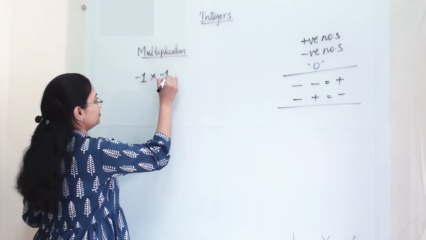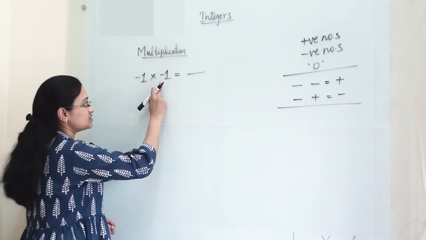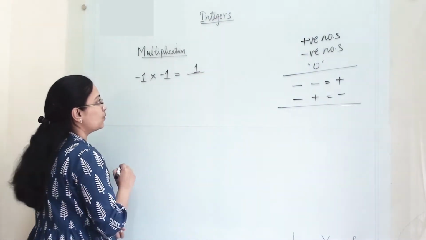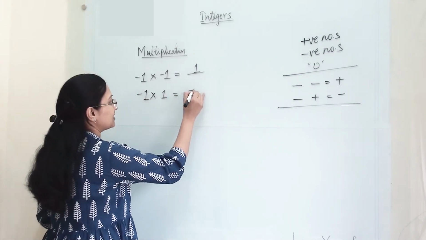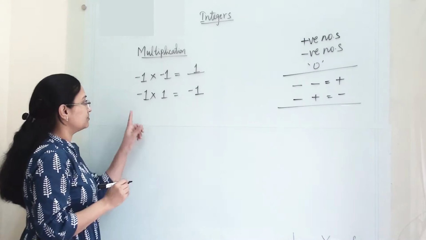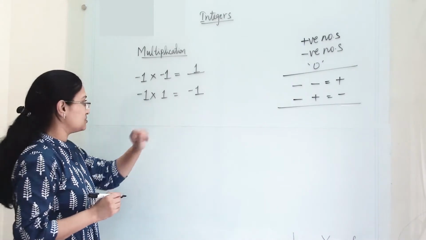Minus 1 into minus 1. Our answer is minus minus plus. So answer is 1. When minus 1 is multiplying with 1, our answer is minus 1, because one is minus, one is plus. So our answer is minus 1.